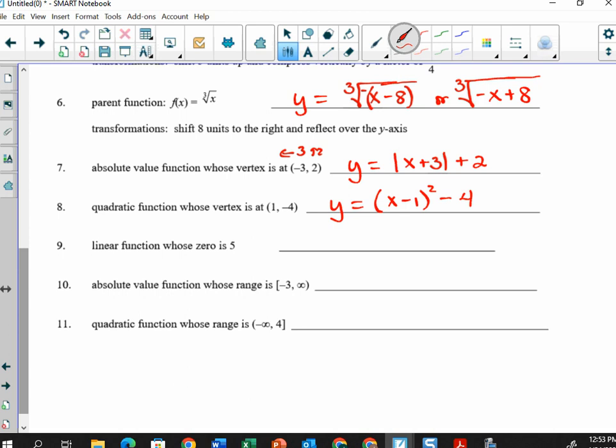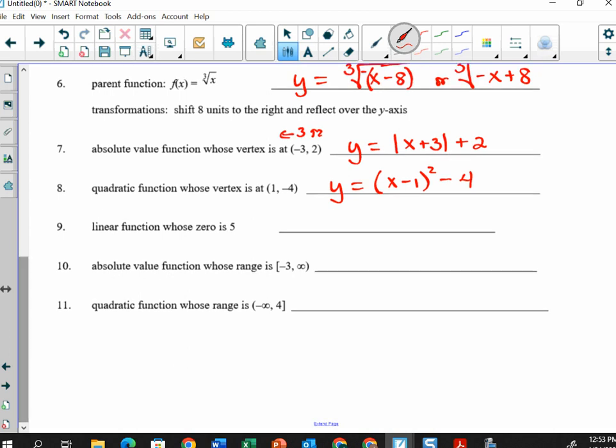All right, number 9, a linear function whose 0 is 5. Guys, if your 0 is 5, is that the y-intercept or the x-intercept? It's your x-intercept. So this means you have a line that crosses the x-axis over here at 5. So what would you tell me your equation is? X minus 5. So that's the same as the y-intercept being negative 5, which works.